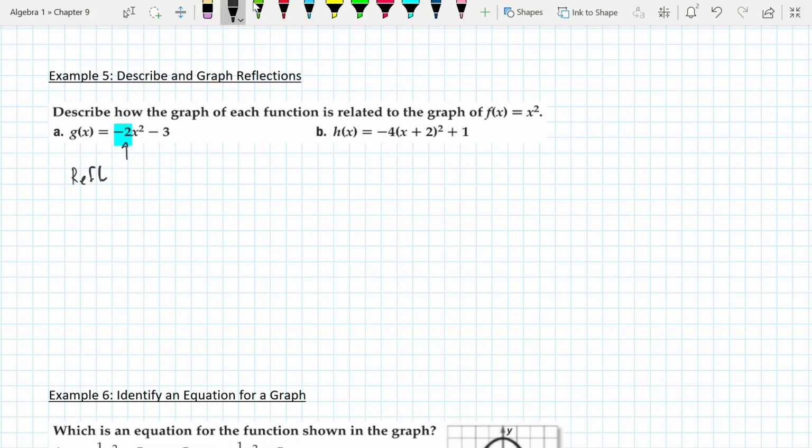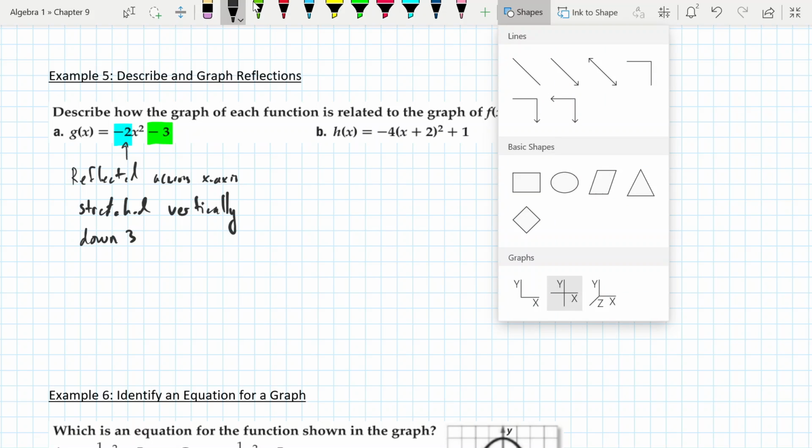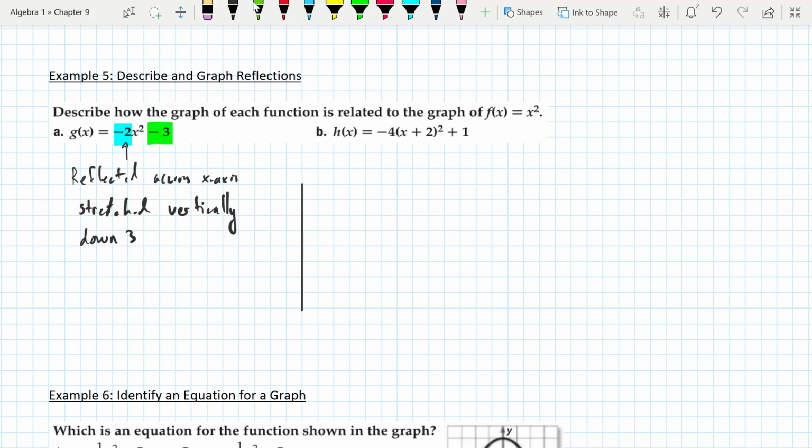It's reflected across the x-axis. It's also stretched vertically. Remember, that means it's more narrow. And the last bit is it's translated down 3. So, what does that graph look like? Let's draw some little axes here.